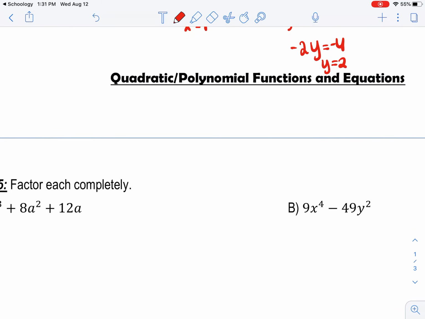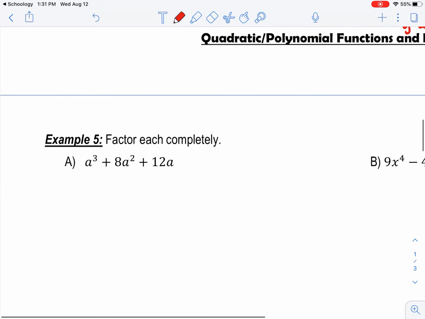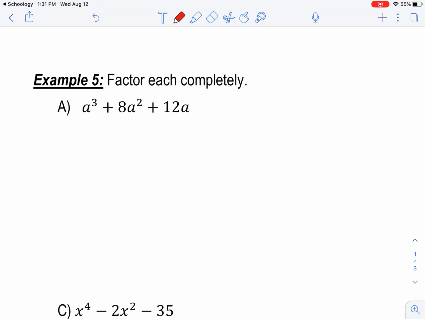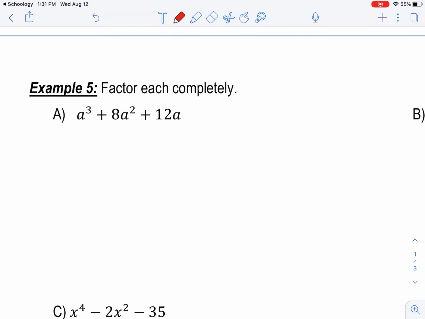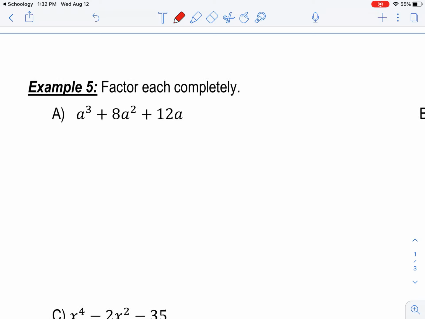Okay, next we will be talking about quadratic and polynomial functions and equations. Okay, so factoring. When factoring, there's multiple steps that you could say to yourself in your head before you start that you have to go through. The first thing you should always ask yourself is is there a GCF? If there's a GCF, then you need to pull it out, okay? And when I say pull it out, I mean like you're factoring it out of those terms, but it's not going anywhere. It's not like you're dividing it out and it disappears, okay?